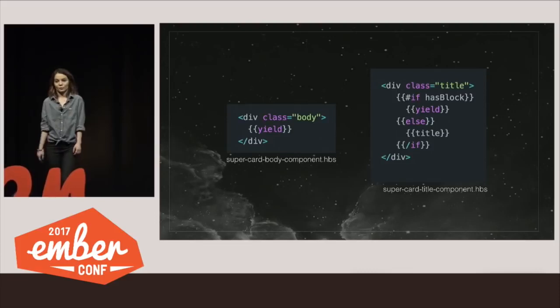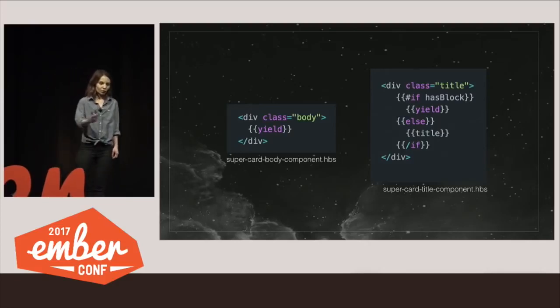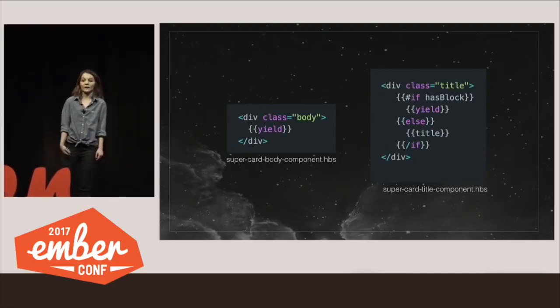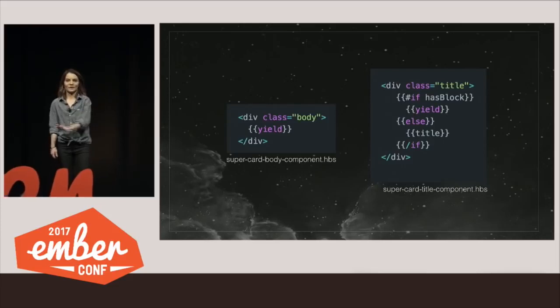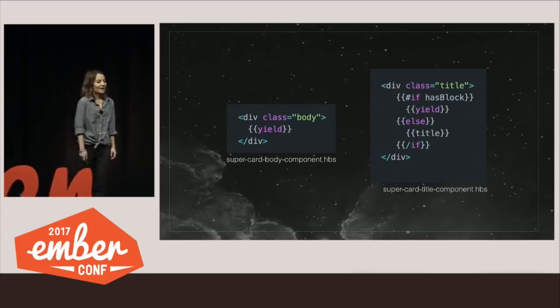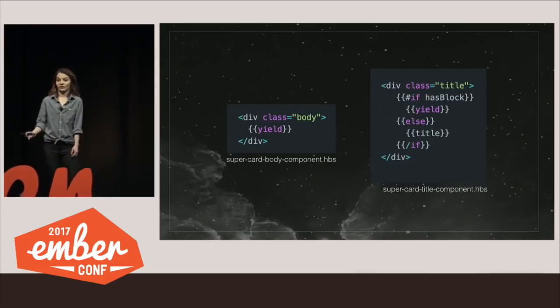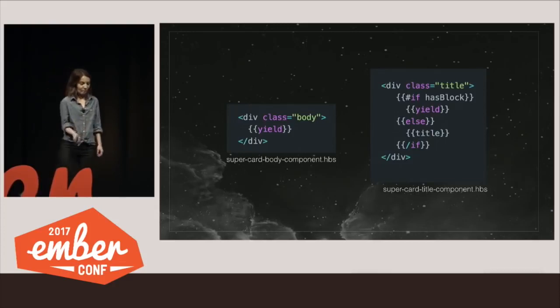So it becomes so much simpler. In our body, we don't want to do anything fancy. We just want to yield whatever content we have. And then on our title component, on the child title component, if it has a block, so if I just want to display something very simple like, hello, I'm very excited to be here, which is true, then I'm just going to yield that content. And if I have something more complicated like HTML, then I can do that as well.